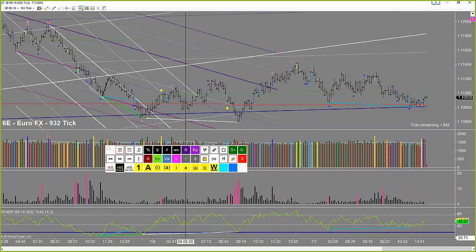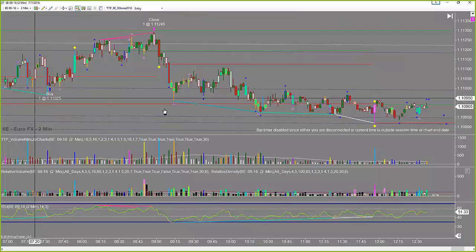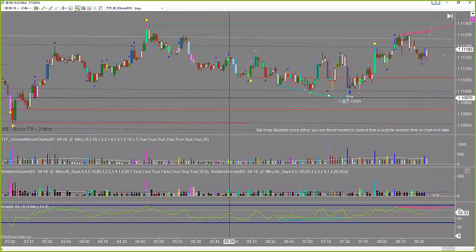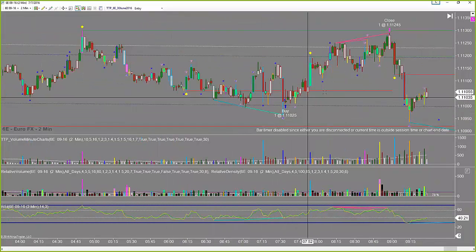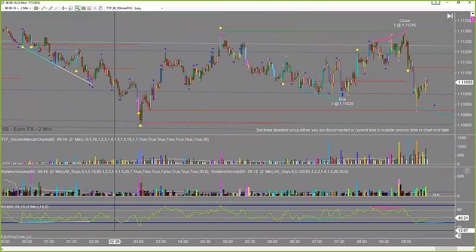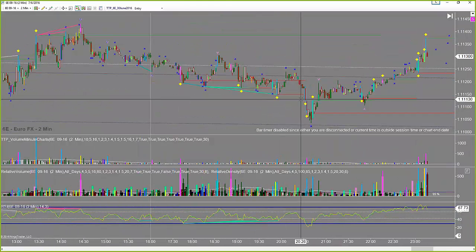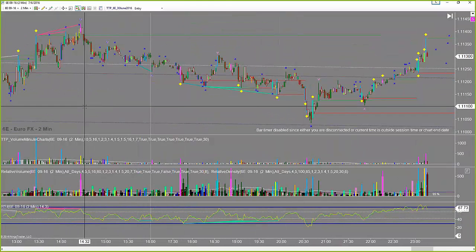We could go back and look at the 2-minute chart of how that kind of played out a little bit. This was the long we took today in the 6E. And then I got turned around and messed up trying to trade that report in crude and ended up down about $600 today.